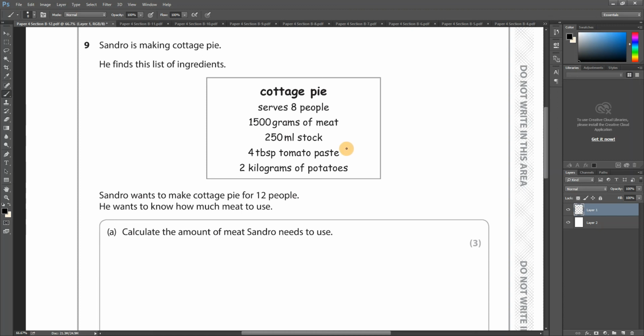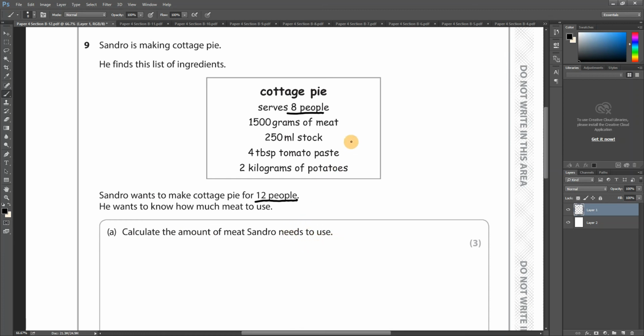Finds this list of ingredients. So this serves 8 people. That's quite important. Okay, let's keep that in mind. Sandro wants to make cottage pie for 12 people. He wants to know how much meat to use. Calculate the amount of meat Sandro needs to use.